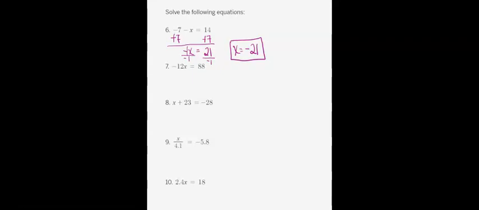This is negative 12 times x. So I have to undo multiplication by its opposite, or by dividing, I should say. You're also taking the reciprocal, but really we would say we're dividing. So if I divide one side by negative 12, I have to divide the other side by negative 12 to keep it balanced. They cancel each other out, and I'm left with just x. A positive divided by a negative equals negative, and when I divide 88 by negative 12, I actually get a repeating decimal. It's 7.3333 to infinity, so we're just going to call it 7.3 repeating.